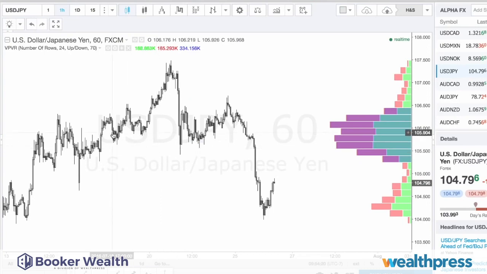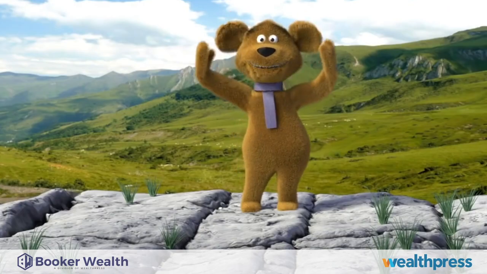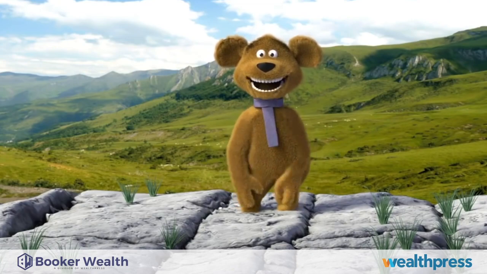Here's the US dollar Japanese yen on a 60-minute chart. Whenever you see a peak like this and lower levels below, you are looking at a head and shoulders. Shoulders on the left and right, and a head at the top. Head, shoulders, knees and toes.